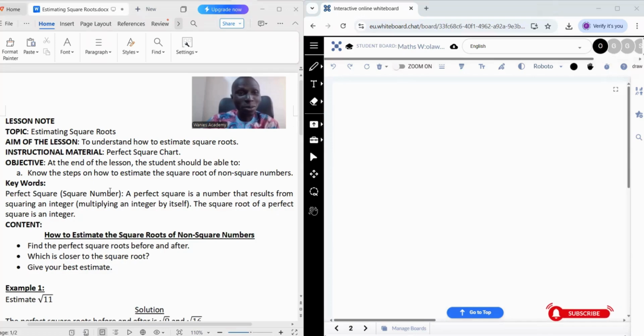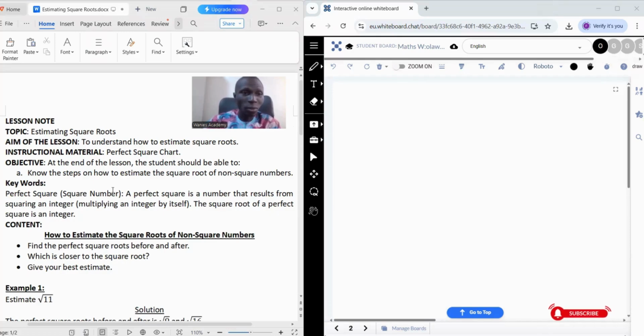In our mathematics class today, we're looking at estimating square roots. And the aim of the lesson is to understand how to estimate square roots. The instruction material that we're using in this topic is a perfect square chart. And the objective of the lesson is that at the end of the lesson, you'll be able to know the steps on how to estimate the square root of a non-square number.